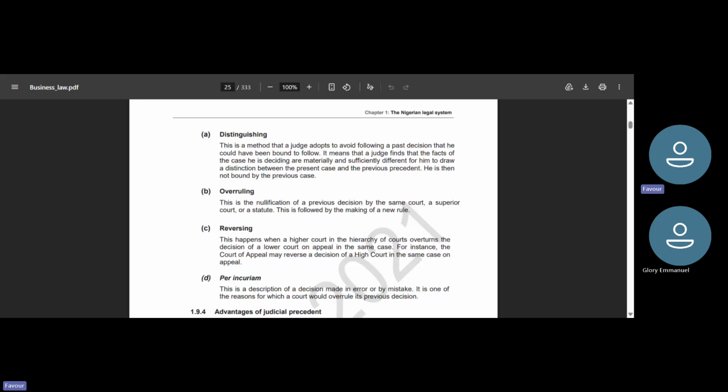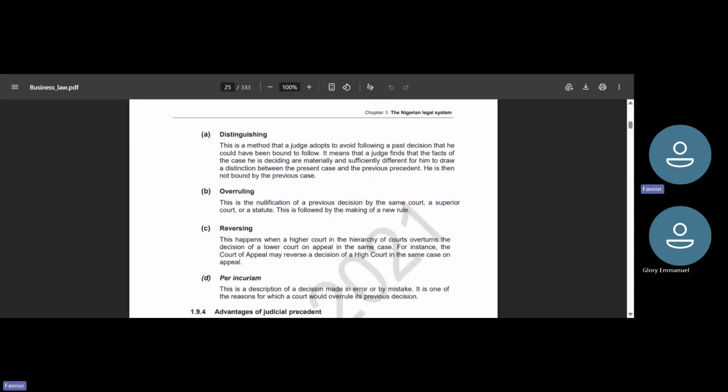A lower court can be reversed. This happens when a higher court in the hierarchy of the courts overturns the decision of a lower court on appeal. So this is like, a decision was made in the customary court. So you went to the high court and the high court overturns that decision, or the Court of Appeal overturns that decision. It's basically saying, oh, that decision should be reversed.